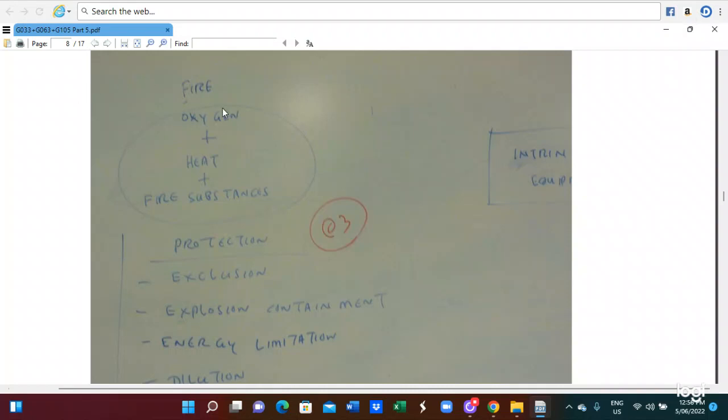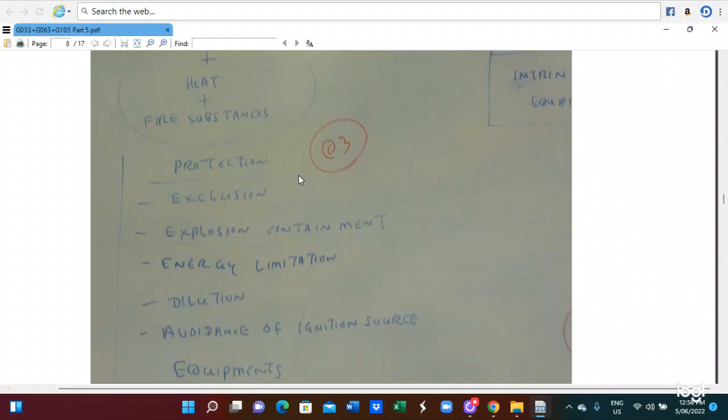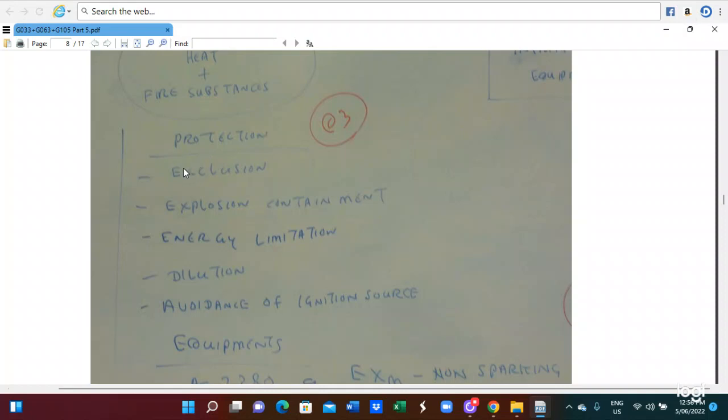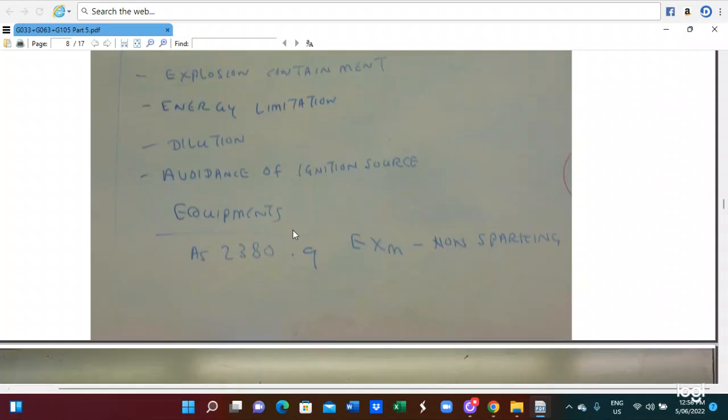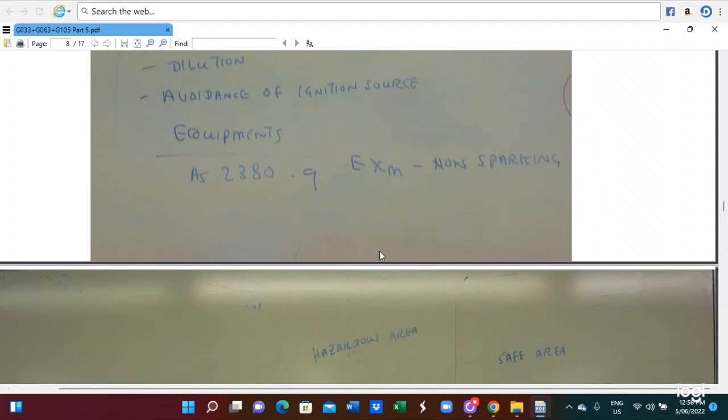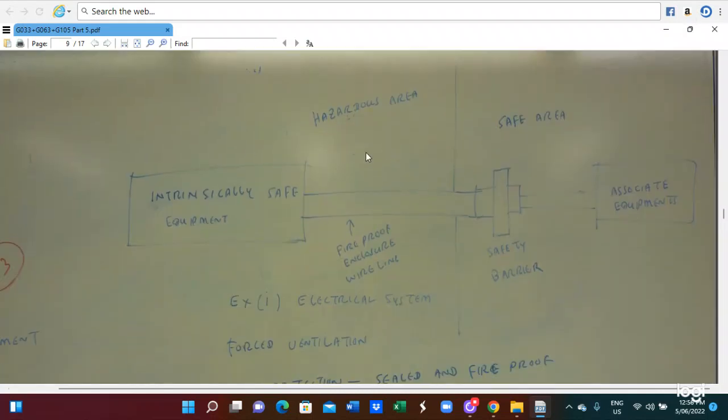So how does a fire happen? It is a mixture of oxygen, heat, and fuel. We need to protect against fire by exclusion, explosion containment, energy limitation, dilution, and avoidance of ignition sources. We have to utilize equipment in accordance with the AS2380 system. So this will be the hazardous area here.